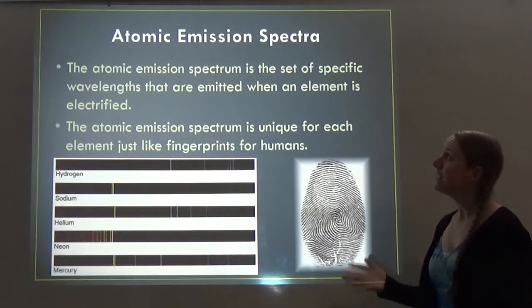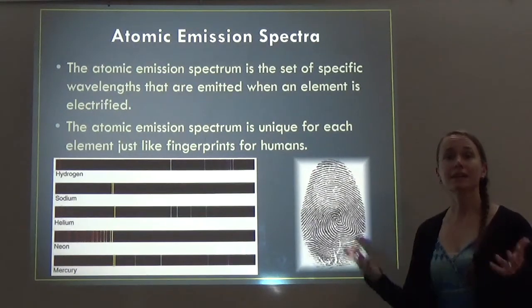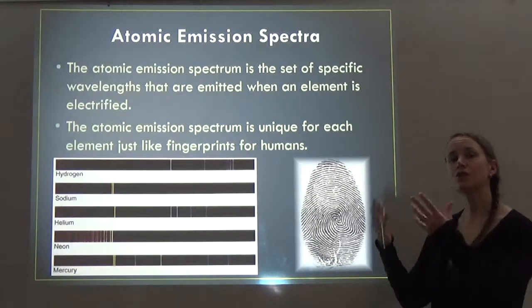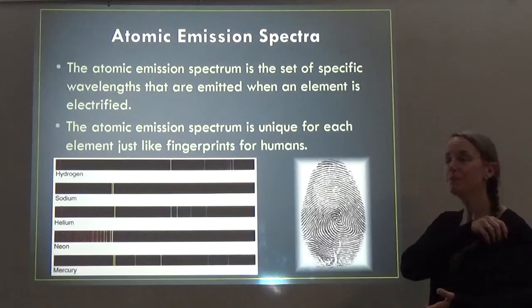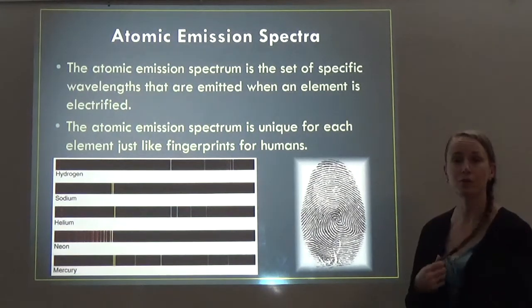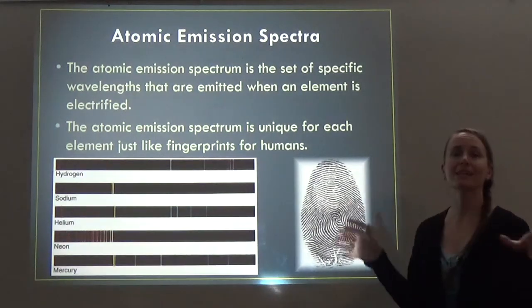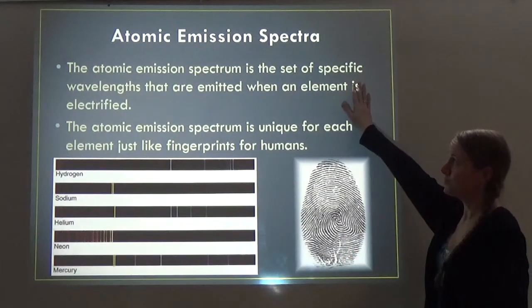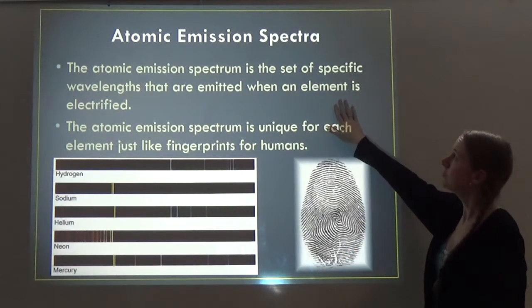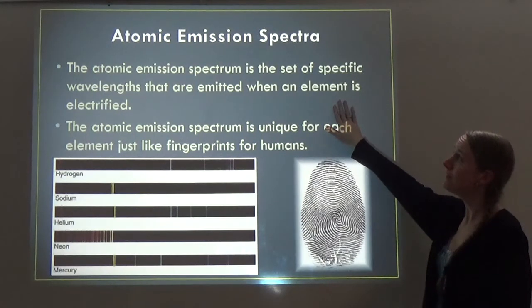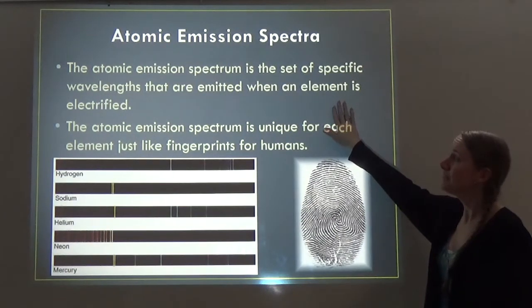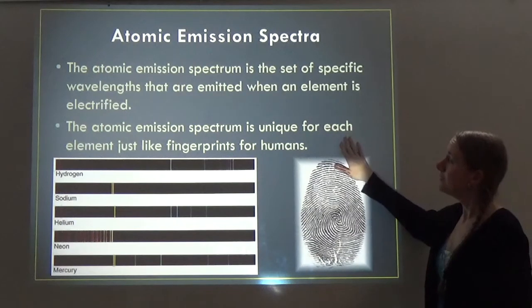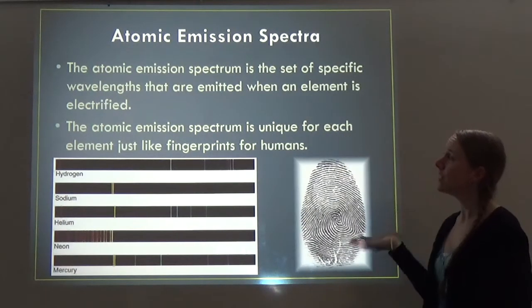However, when elements create light, so if I pass electricity through a gas or heat something and it creates light, or through a chemical reaction, you don't get a continuous spectrum. You get what we call an atomic emission spectrum. The atomic emission spectrum is the set of specific wavelengths that are emitted when an element is electrified. It is unique for each element, just like fingerprints are for humans.